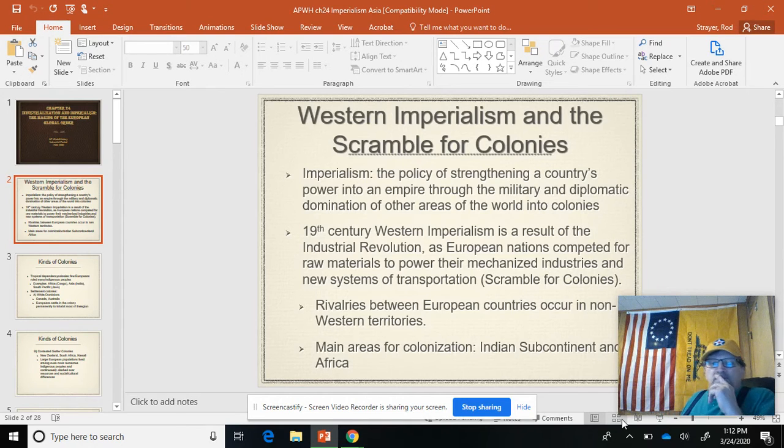Western imperialism, when we think about that, we think of basically the idea of strengthening a country's power through collecting resources and controlling territories of areas outside their own country, bringing those raw materials back to places like England and France, later on Germany and the United States. And that would bring huge amounts of profitability to those countries.